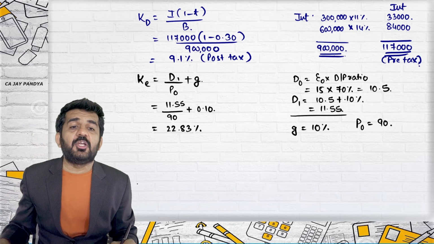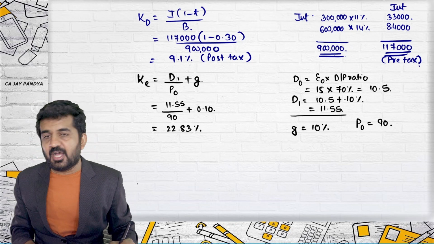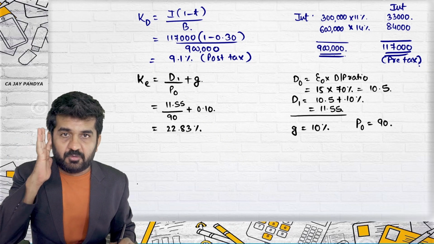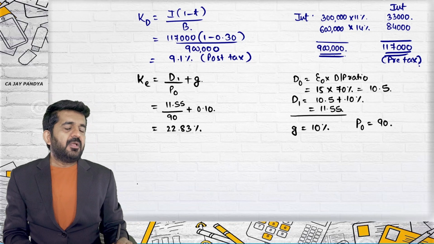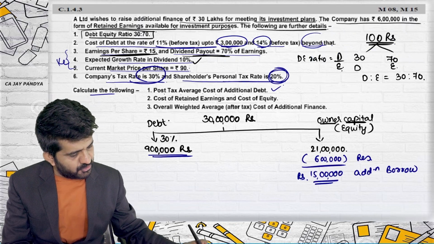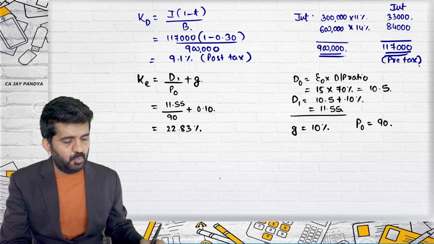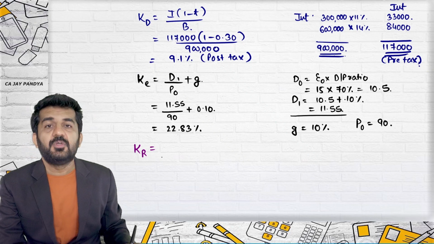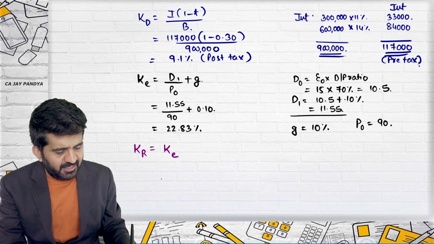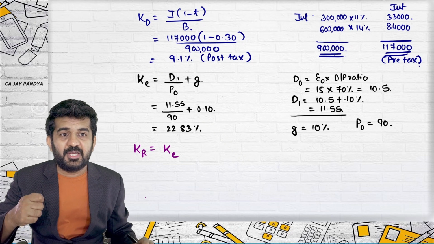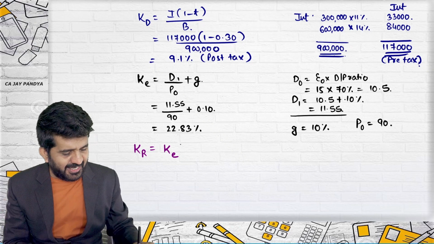Can KE be 22.83%? The answer is yes. Is it alright? KE is always higher than KD. That you should always understand. Now, there are also 6 lakh rupees as reserve. So I am finding out the cost of reserve, which is normally equal to the cost of equity. Is it alright? Brokerage is not given, but personal tax is given.